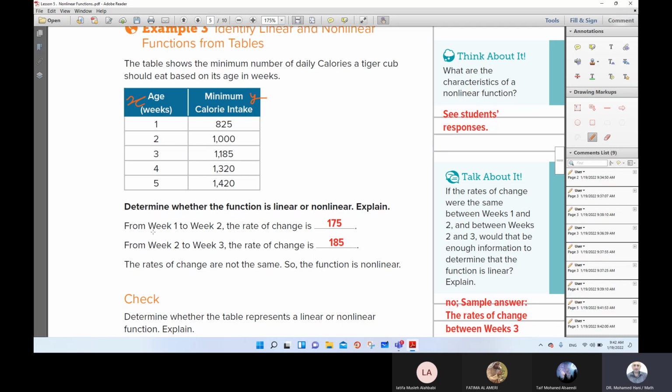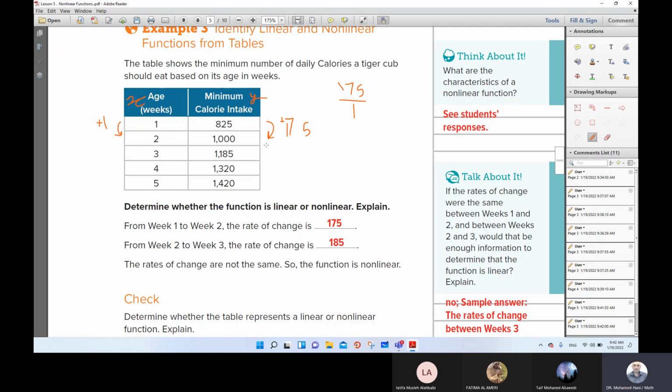From week 1 to week 2, the rate of change is from here to here, we have plus 175, and from here to here we have plus 1. So the rate of change, y over x, means 175 over 1 equals 175. Then from week 2 to 3, the rate of change is 185.